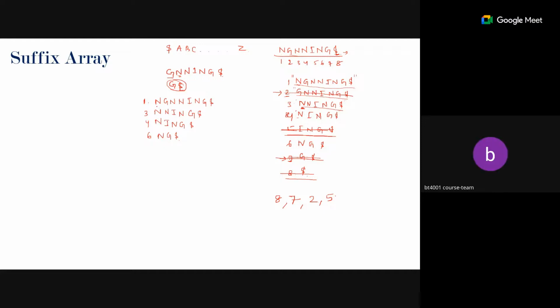Either this or this. So dollar will come first. Yeah, the third character will be dollar, and this is N. So we will have 6 first. Okay, you were right. We will have 6 first. So we'll remove 6.